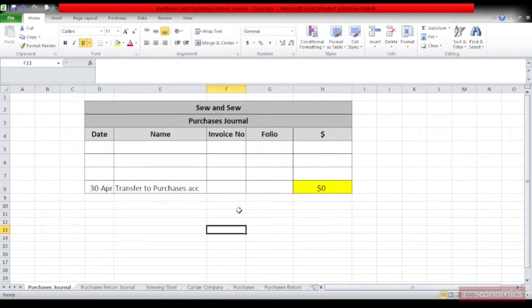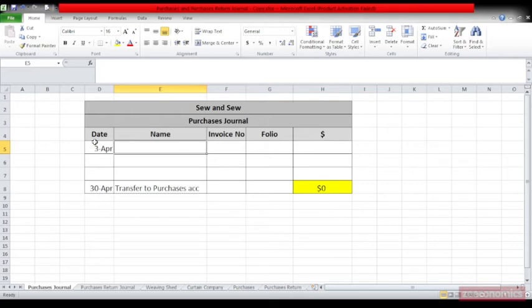Now let's see the transactions first. There are several transactions ranging from April 3rd to the 29th of April, and we're going to enter the 3rd of April first. Sue and Sue received an invoice for goods purchased from the weaving shed for $510 less a trade discount of 20%. On the 3rd of April, as a customer, Sue and Sue made a purchase from the weaving shed, as indicated by the invoice that the weaving shed issued.